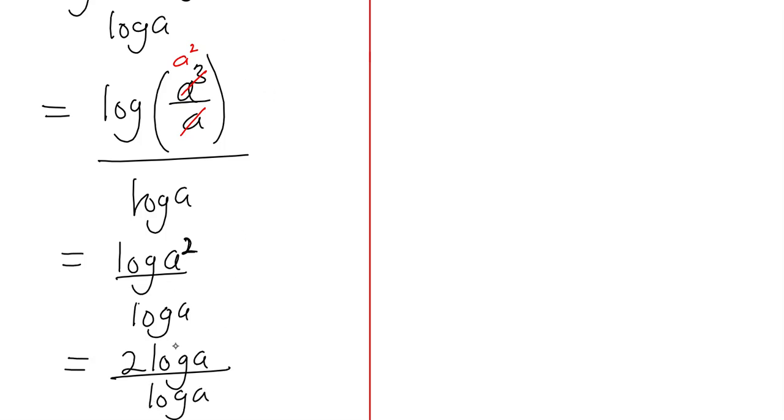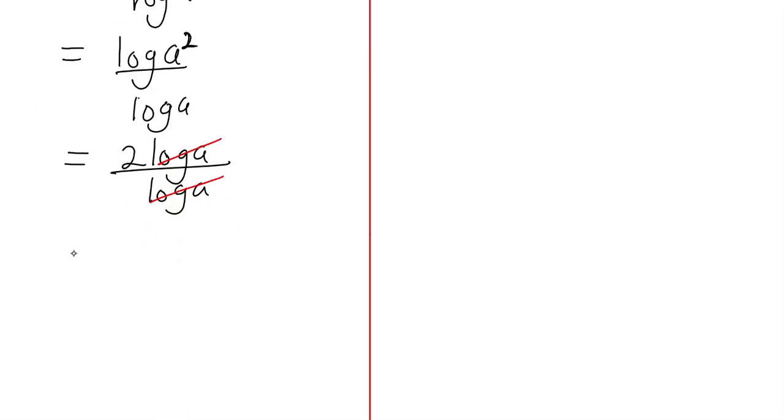Now at this point, since they have the same base and the same argument, we can take them off. They are going to cancel. So at the end, our final answer now becomes 2. So we have 2 here. So that is that. Now let's try the next example.